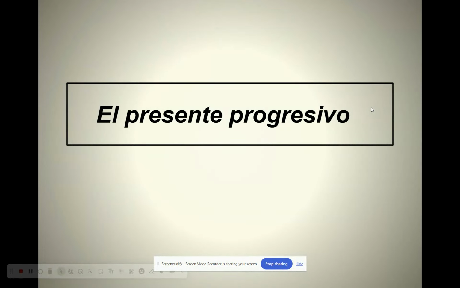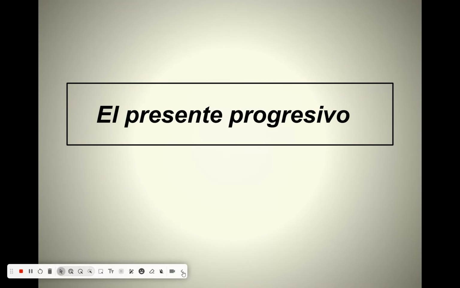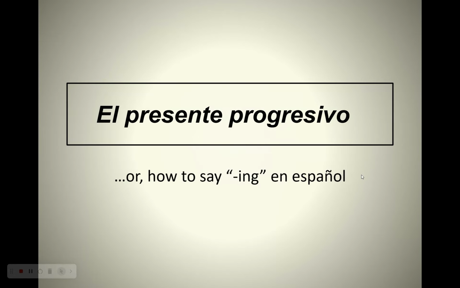Okay, so hola. Today we are going to be reviewing, hopefully for most of you, for some of you this may be new, El Presente Progresivo en Español. So the present progressive is really how we say the ing forms of verbs in Español. We're going to be using this a little bit over the next couple of weeks, and it is something you will likely see throughout the rest of your Spanish careers.